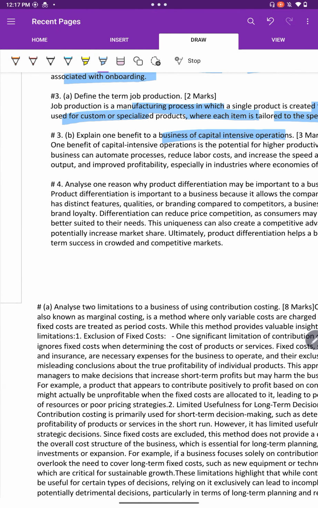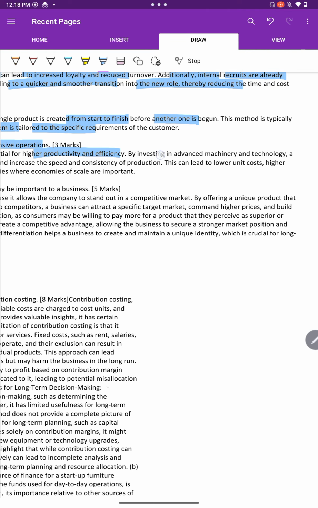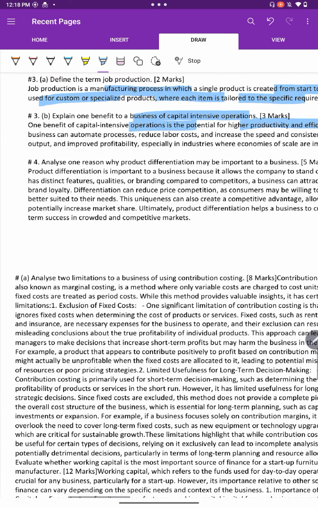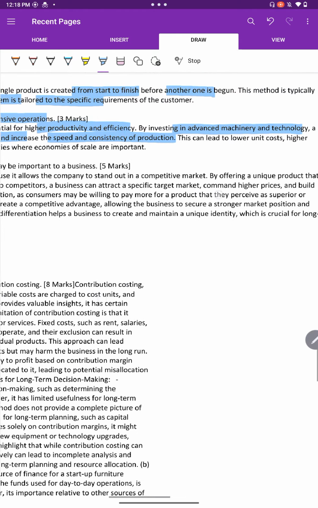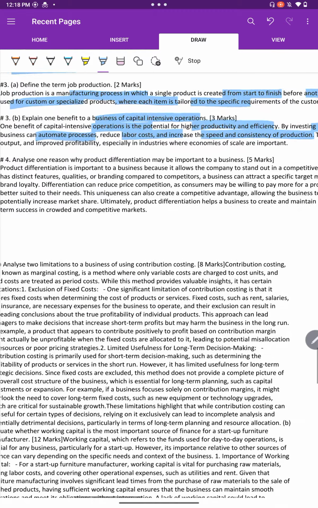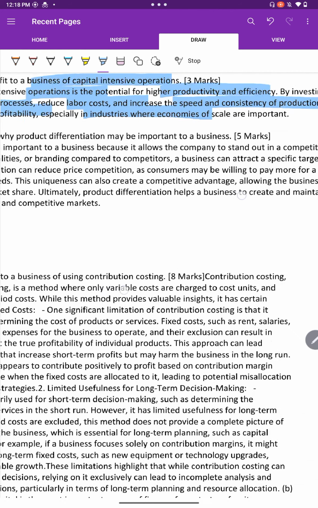So it means that they are talking about production in which there is more machinery than labor. So one benefit of capital intensive operation is the potential for higher productivity and efficiency. By investing in advanced machinery and technology, a business can automate processes, reduce labor costs, and increase the speed and consistency of production. This can lead to lower unit costs, higher output, and improved profitability, especially in industries where economies of scale are important.